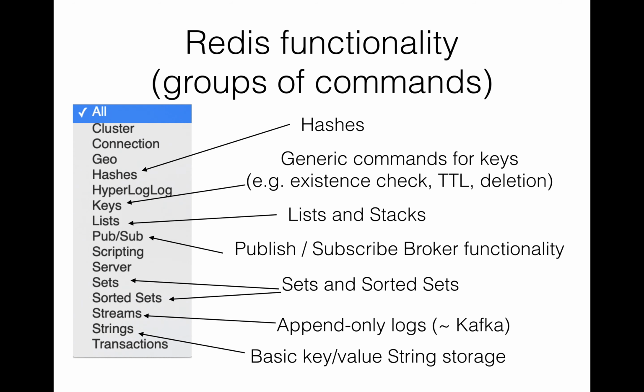So that's taken from the Redis website, redis.io. You can see there are many commands in different categories. The basic category is string, the easiest, which allows you to store a string value, possibly a very long string, against a string key, which is also a string. And then there are more advanced functionality like lists, sets, sorted sets, stacks, hashes, etc.